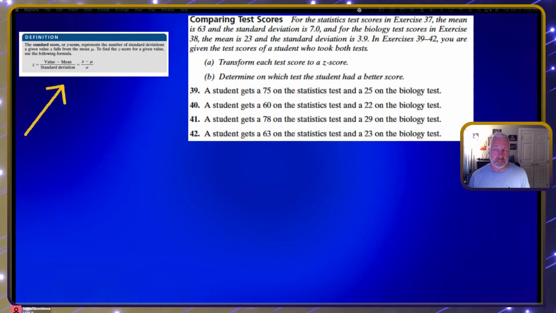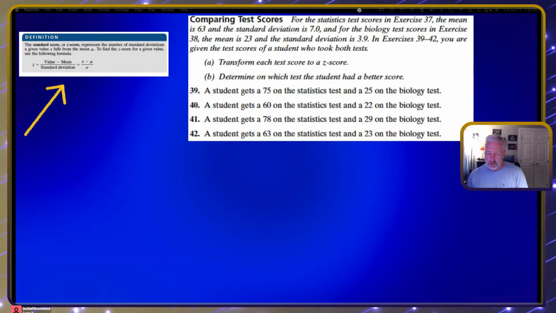The standard score, or z-score, represents the number of standard deviations a given value x falls from the mean. We've talked about that even in the empirical rule. To find the z-score for a given value, use the following formula, as given in class as well. z equals the x value, whatever that x value is, subtract the mean, divided by the standard deviation. So it's the number of standard deviations a given value falls from the mean, given the information that we have, which is the mean and the standard deviation.